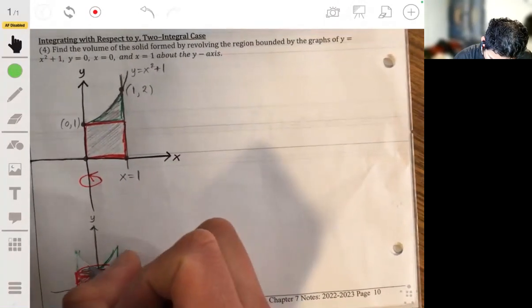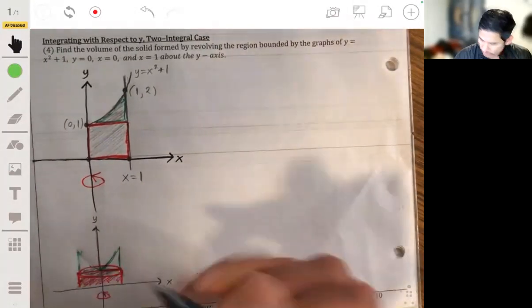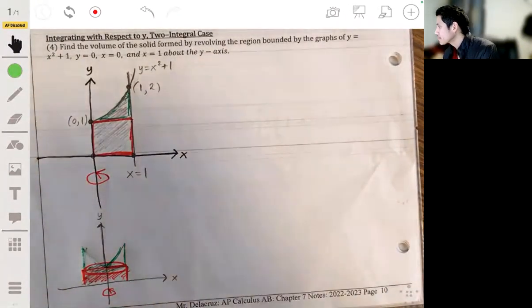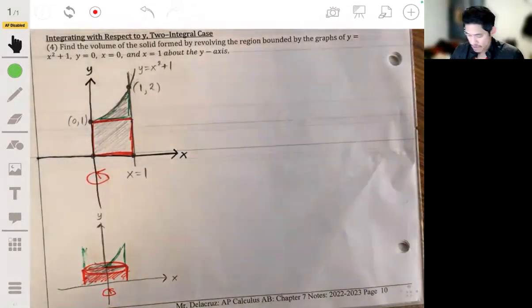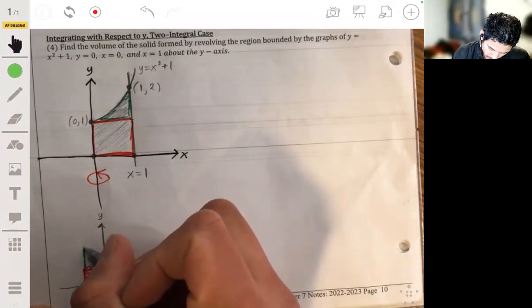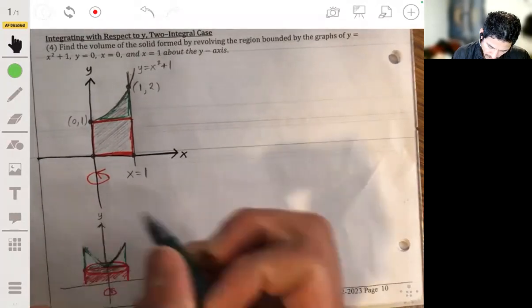Oh no, my green is dying. No, no. I think I have a backup. Backup green. All right, to the rescue.